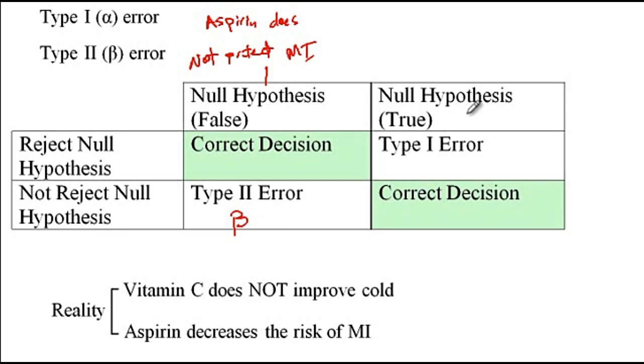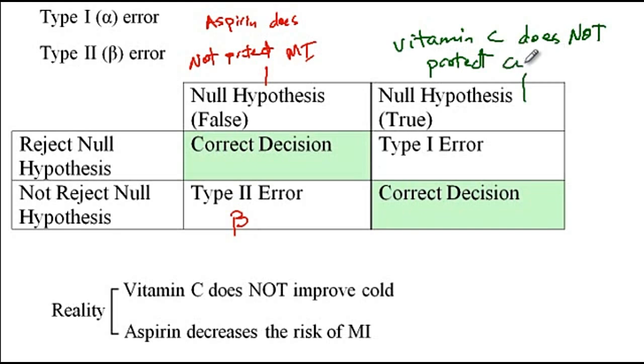On the other hand, let's say that our null hypothesis is that vitamin C does not protect against cold. And this is actually a true null hypothesis, because in reality we know that vitamin C does not improve cold. So if we reject the null hypothesis, then that would be another error, and this is referred to as type 1 or alpha error. But then if we do not reject this null hypothesis because it's a correct decision, then that would be correct and it won't be considered as an error.